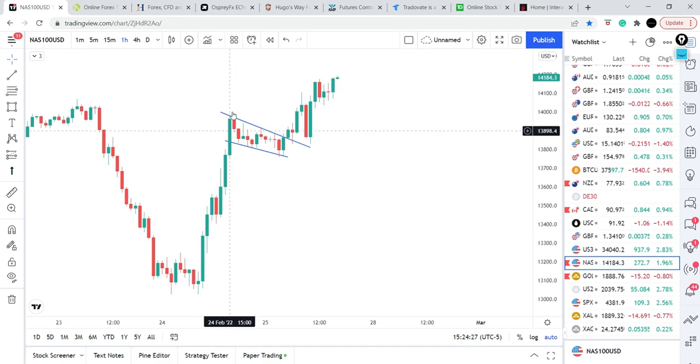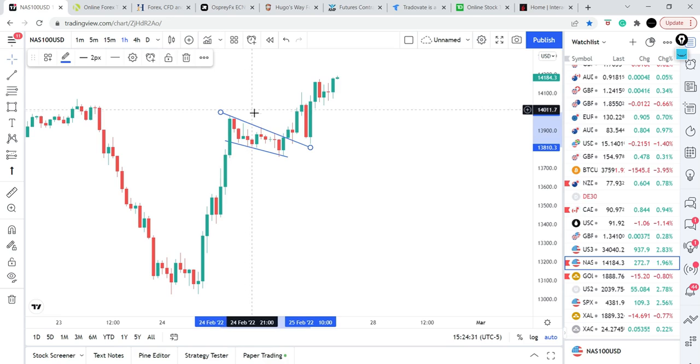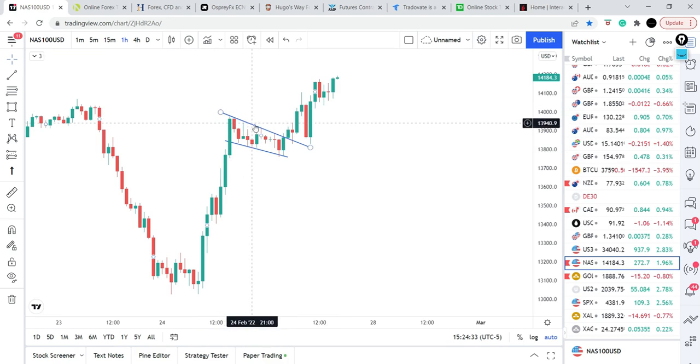So the last one, guys, is the flag, okay. You only need two connections. So you got the swing high right here, another swing high right here. These connect those swing highs. Same thing with the horizontal and the triangle. You just need a couple of swing highs, connect the swing highs.